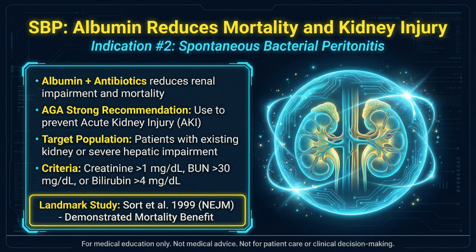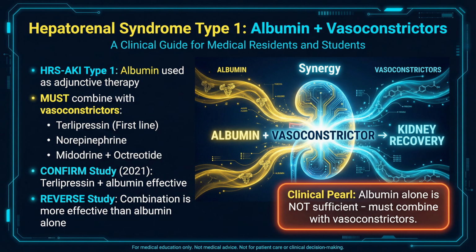Our second major indication is spontaneous bacterial peritonitis, or SBP. In these patients, giving albumin along with antibiotics has been shown to reduce the risk of renal impairment and mortality. The American Gastroenterological Association strongly recommends its use to prevent acute kidney injury, but it's typically reserved for patients who already have some degree of kidney or severe liver impairment, as defined by the criteria you see here. The landmark 1999 study by Sort and colleagues in the New England Journal of Medicine was pivotal in establishing this mortality benefit.